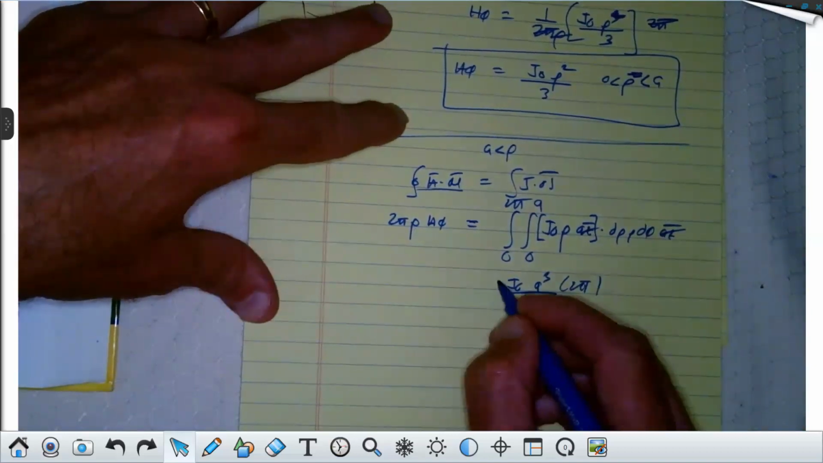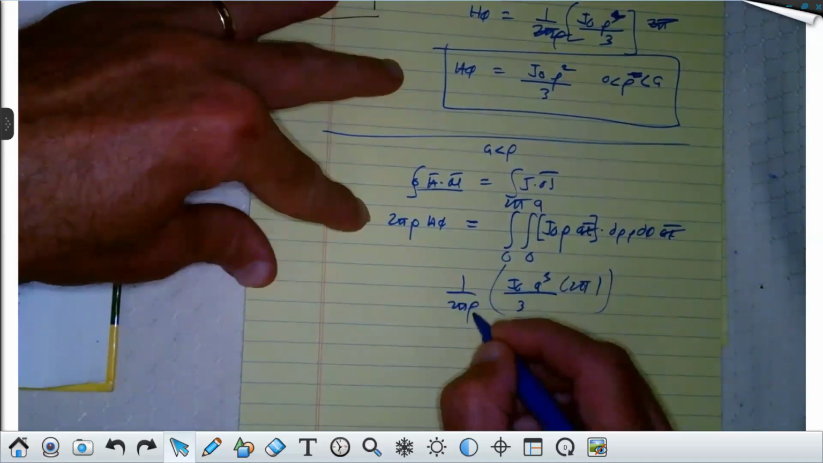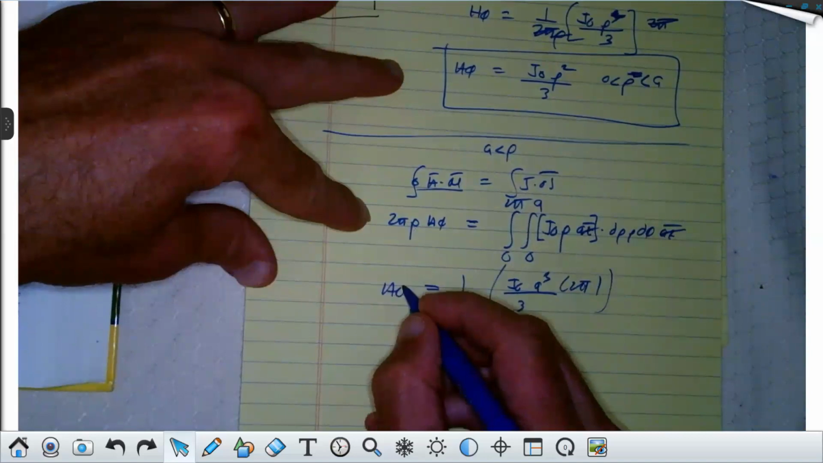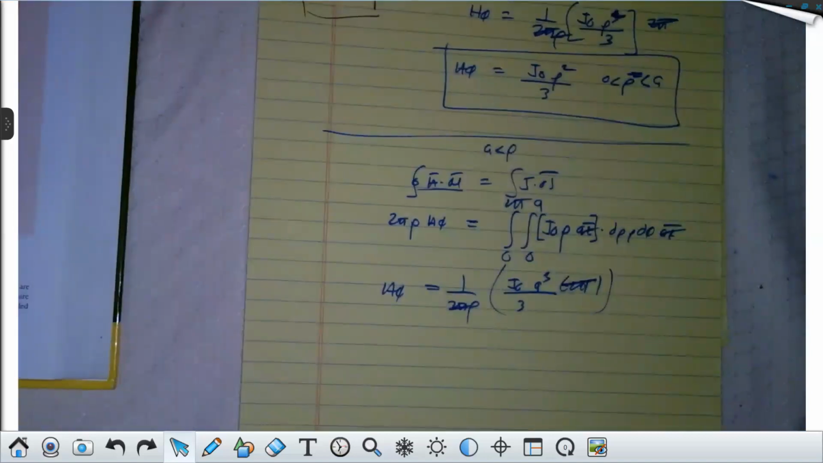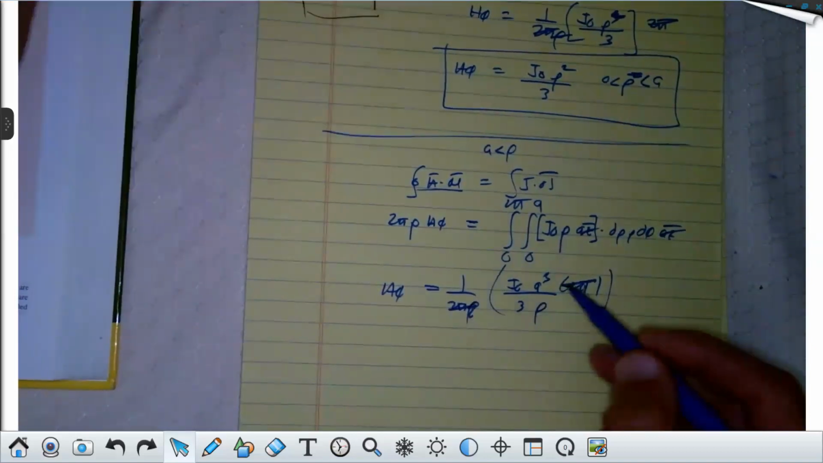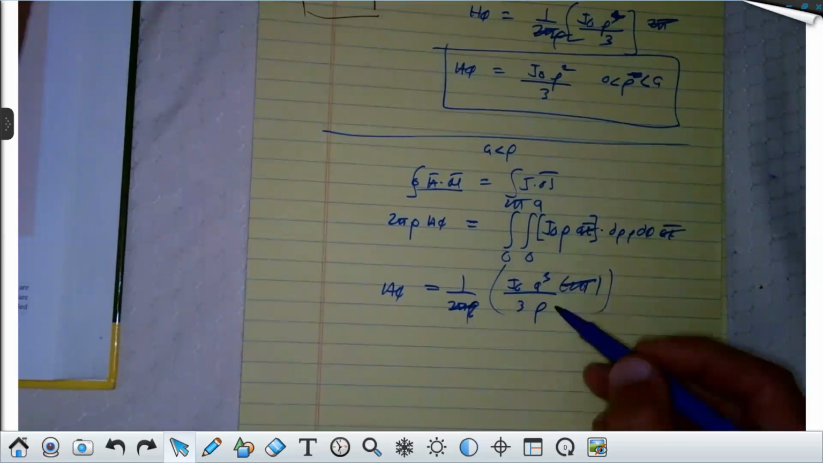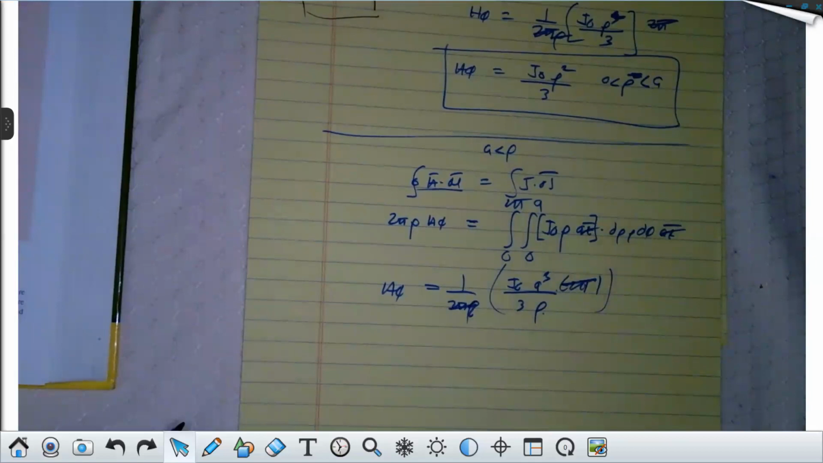And I divide this by 1 over 2 pi rho to get h phi. One of the things you see happens is the 2 pi cancels. And I can say rho inside. And so I have j naught a cubed over 3 rho. And here h phi varies as 1 over rho, and it's the same variation you would get for an infinite line of current.